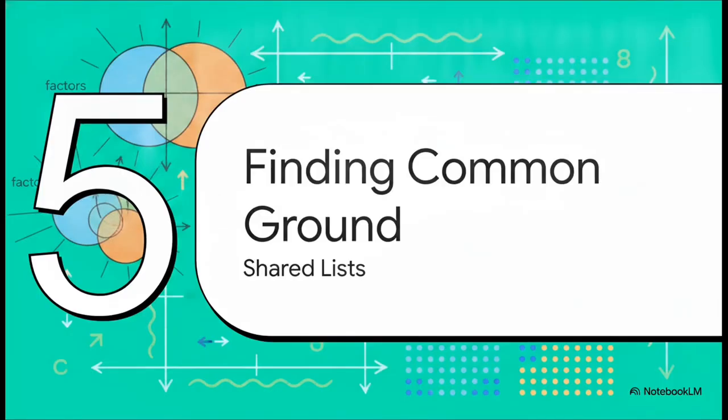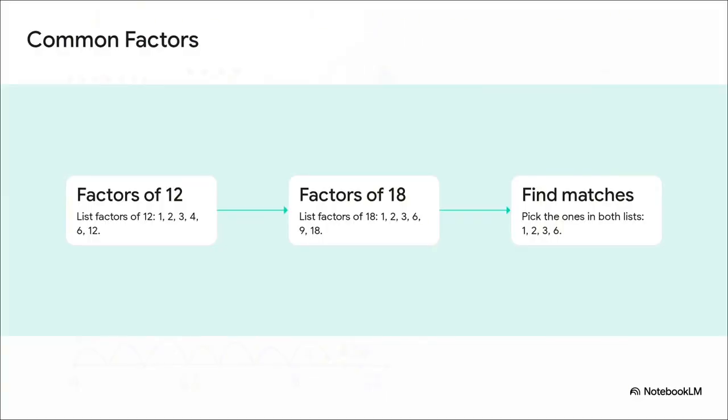Finally, Section 5, Finding Common Ground, finding the HCF and LCM. So what happens when we need to find the common factors of two totally different numbers, say 12 and 18? The process is incredibly simple. First, generate the limited factor list for the first number, 12. Then, do the exact same thing for the second number, 18. Once you have both finite lists right in front of you, you just scan them like a detective to spot the exact numbers they both share.